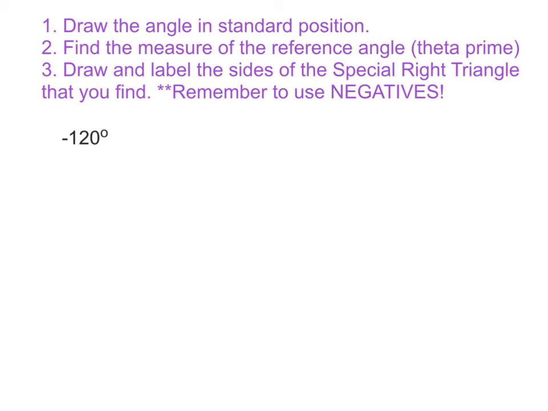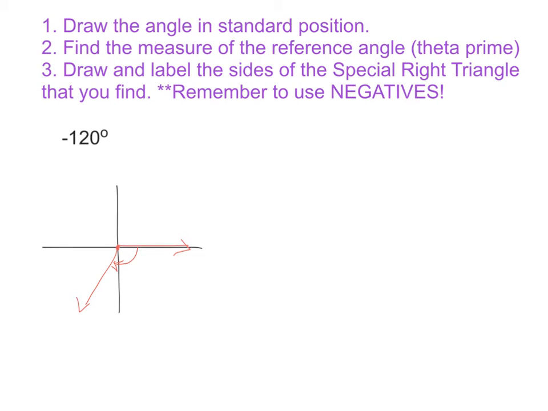Okay, so we have a -120 degree angle. First thing we need to do is draw our original angle in standard position. There's our initial side, and -120 means that we're going to go clockwise instead of counterclockwise. We're going to go past the 90 to 120, which is 30 degrees beyond this. So maybe right around there. Alright, there is theta, -120 degrees.